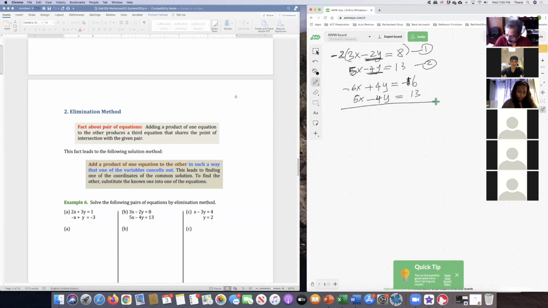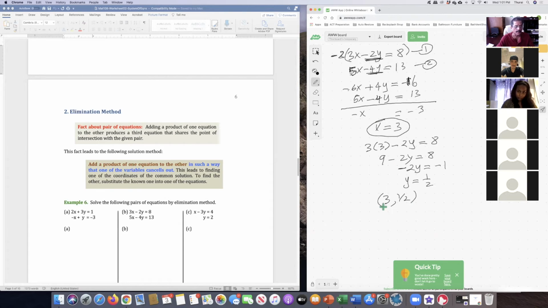So add the equations. -6x plus 5x is -x. The y's cancel out. -16 plus 13 is -3. So therefore, x equal to 3. So we found one solution, and we plug that into either equation to find the other one. I'm going to plug that into the first equation. 3 times 3 minus 2y equal to 8. That's 9 minus 2y equal to 8. Minus 2y equal to -1 when I subtract 9 from both sides. So y equal to half. So our solution is 3, half.